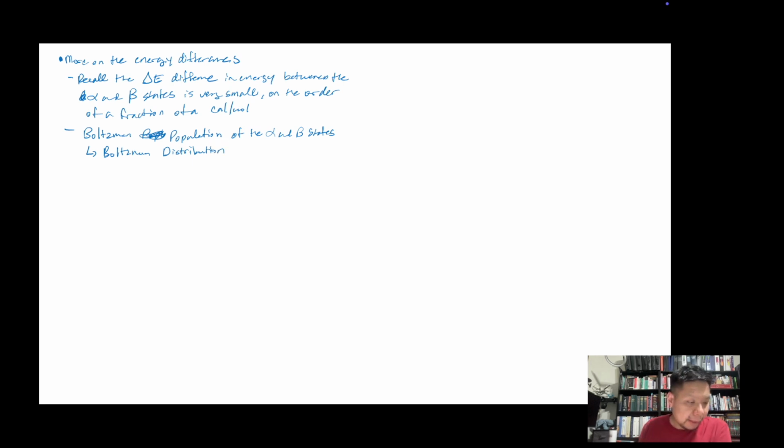Using an equation that involves the Boltzmann constant. Here we'll have N beta, the number of protons in the beta state, over N alpha, the number of protons in the alpha state, equals e to the negative change in energy divided by the Boltzmann constant times T, which is temperature. Let's define those real quick so no one's confused. This is the Boltzmann constant, and this is the temperature.